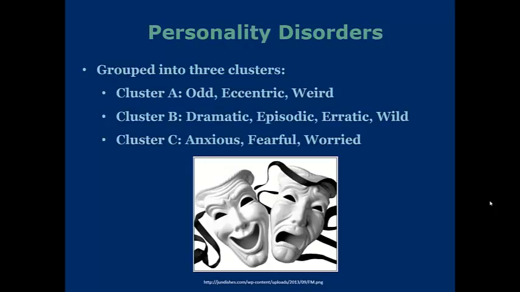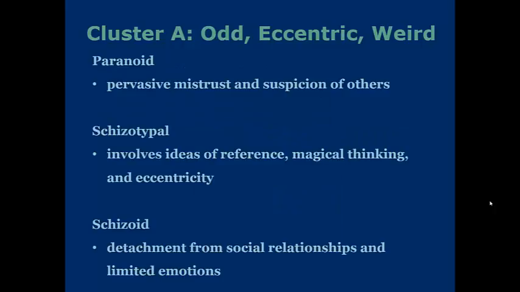There are a wide variety of personality disorders, and they're grouped into 3 clusters. The first cluster, Cluster A, involves odd, eccentric, or weird behavior. For example, paranoia. This is a pervasive mistrust and suspicion of others. Schizotypal involves the ideas of reference, magical thinking, and eccentricity. Basically, these people don't have a very strong grasp of reality. Schizoid is the detachment from social relationships and limited emotions.